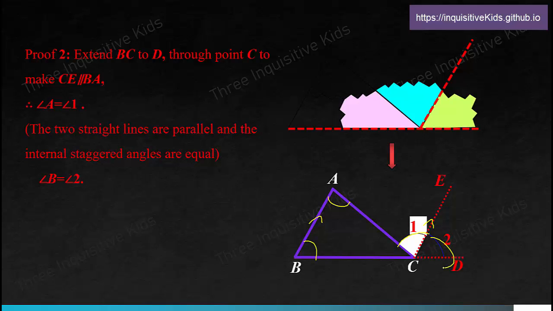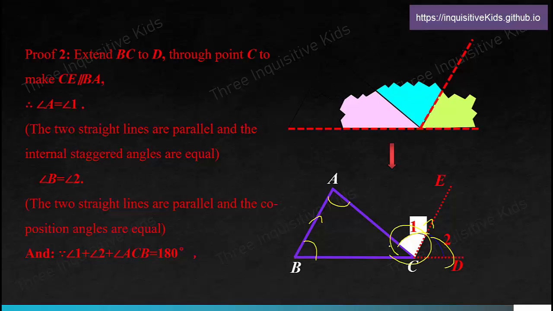The two straight lines are parallel and the co-position angles are equal. Angle B and angle C are co-position angles. And so angle 1 plus angle 2 plus angle ACB, this angle right here, is equal to 180 degrees. So that means, therefore, since angle 1 and angle 2 are equal to angle A and angle B, angle A plus angle B plus angle ACB is equal to 180 degrees.